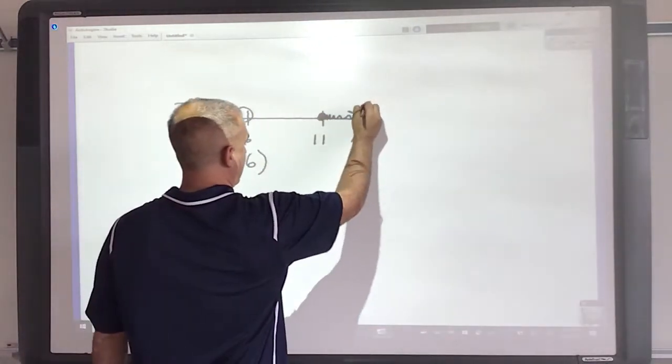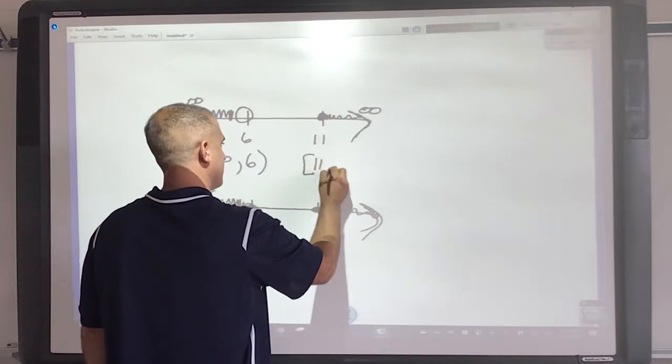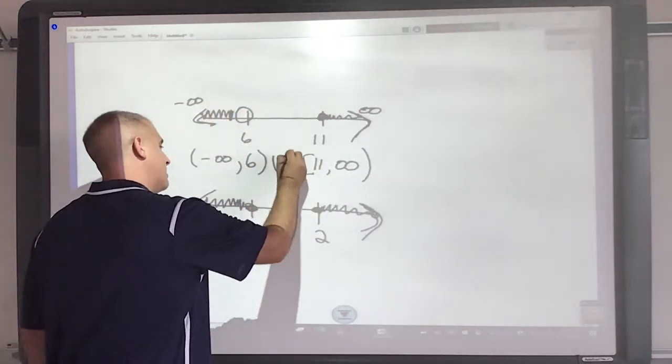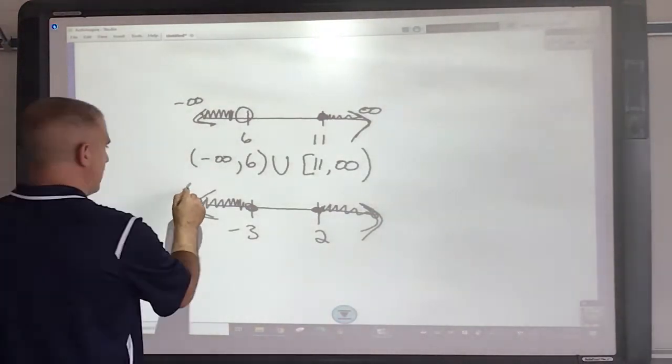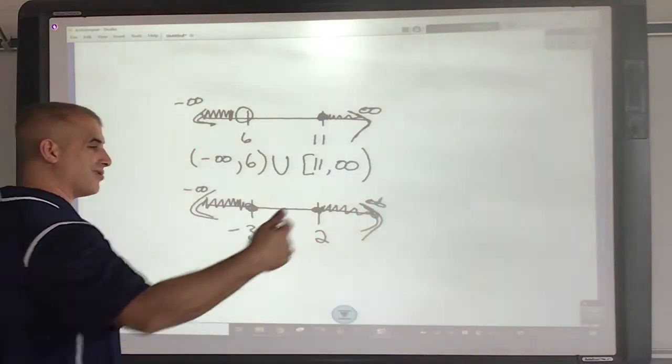This one I would label positive infinity and 11. So 11, positive infinity. Now you put a little U in here, and that means union. It means we're going to put those two together, and that's what that would look like. This would be negative infinity, this would be positive infinity. We'll talk about labeling arrows in another lesson.